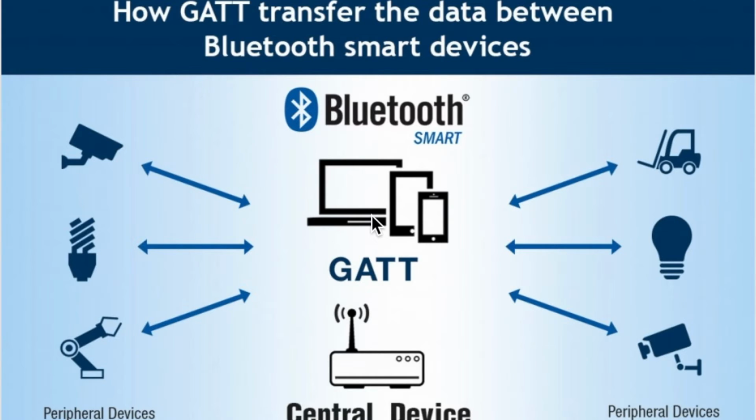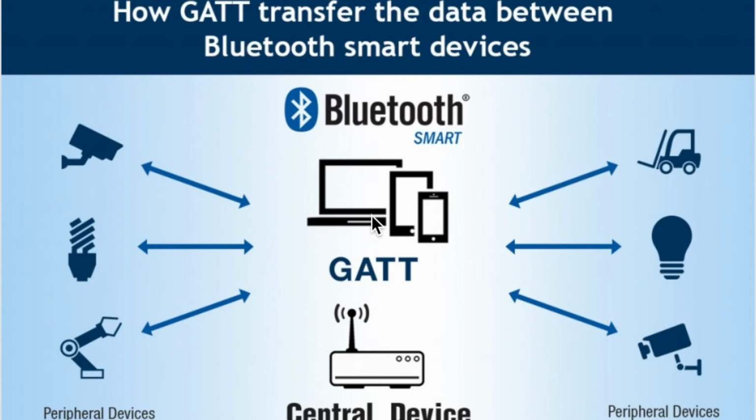GATT, which stands for the Generic Attribute Profile, defines the way that two Bluetooth Low Energy devices communicate with each other. It uses concepts called services and characteristics. It also uses a data protocol known as the Attribute Protocol, or ATT. And this is used to store and manage services, characteristics, and any related data in a lookup table.